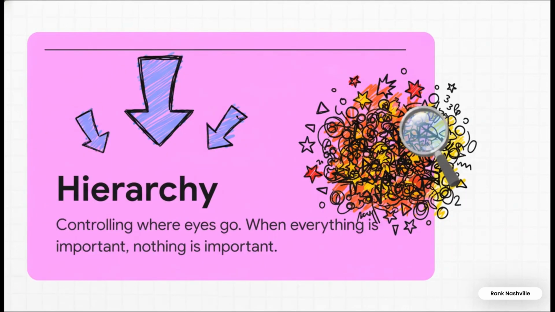Hierarchy is really just the art of controlling a user's attention. A well-designed page makes it instantly obvious what to look at first, second, and third. You're guiding their eye through the content. And remember that old saying, if you try to make everything important, then nothing is.